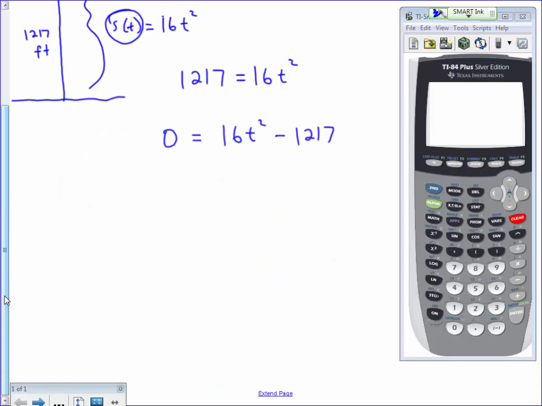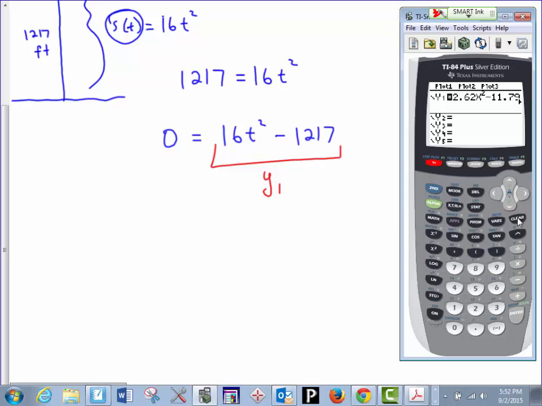There are several different ways to solve. On this particular example, I'm actually going to use my graphing calculator. Here I want to enter that equation into y1. So go to the y equals menu. If you have anything in there, clear it out. And then enter 16. Instead of using t, we know we need to use x. Then raise to the second, right over, and then minus 1217.